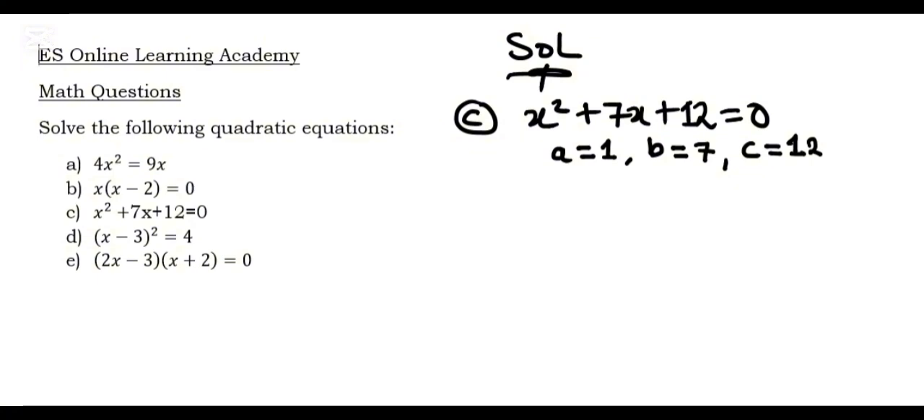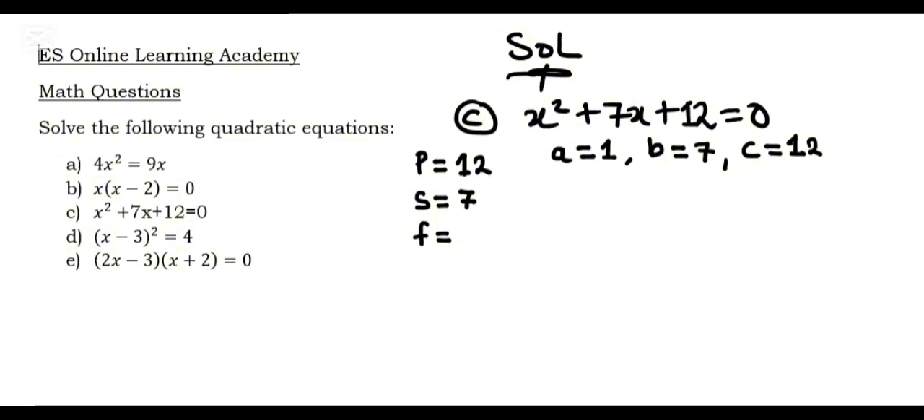Then we need to find product, sum, factors. So p, which is product. Now product, we get it from multiplying a and c. So in this case, 1 times 12 will give us 12 as a product. Then sum, which is noted by s, is just b, the coefficient of x. So in this case, 7. Then factors, these are two numbers. When you multiply, they'll give you 12. When you add, you get 7.